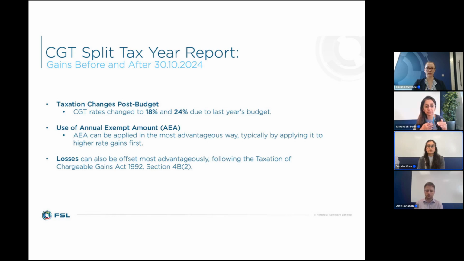Those that have taken the upgrades, that's there ready for this tax reporting, and that's quite crucial for investors to see that, because I believe it's reportable in the self-assessment, isn't it, Alex? Yeah.